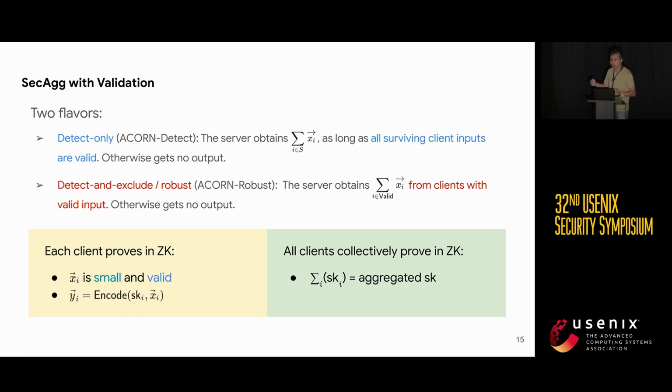And in addition, the client has to prove in zero knowledge that the aggregated secret key that is learned by the server at the end of the protocol should be the sum of the individual users' self-masking secrets. I'm going to skip the details of how to construct the proof, but if you're interested, you can check out our papers, where we have detailed constructions of those proofs.